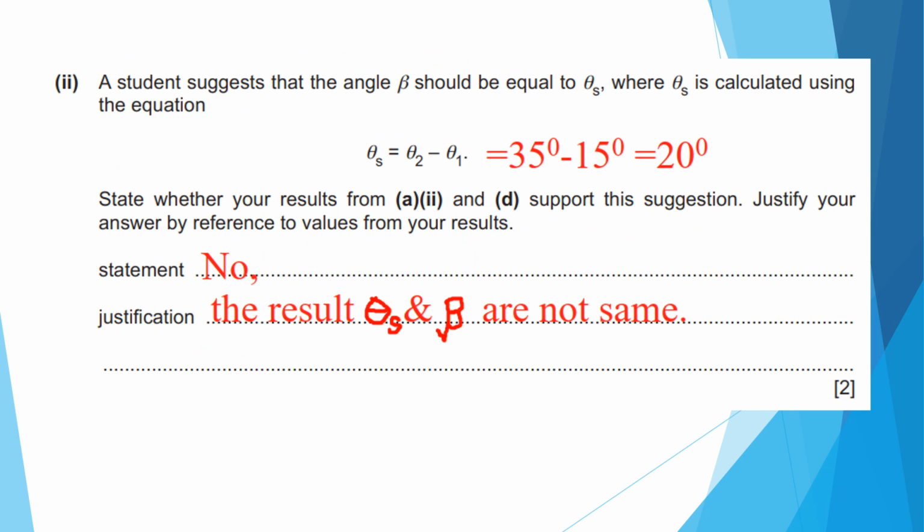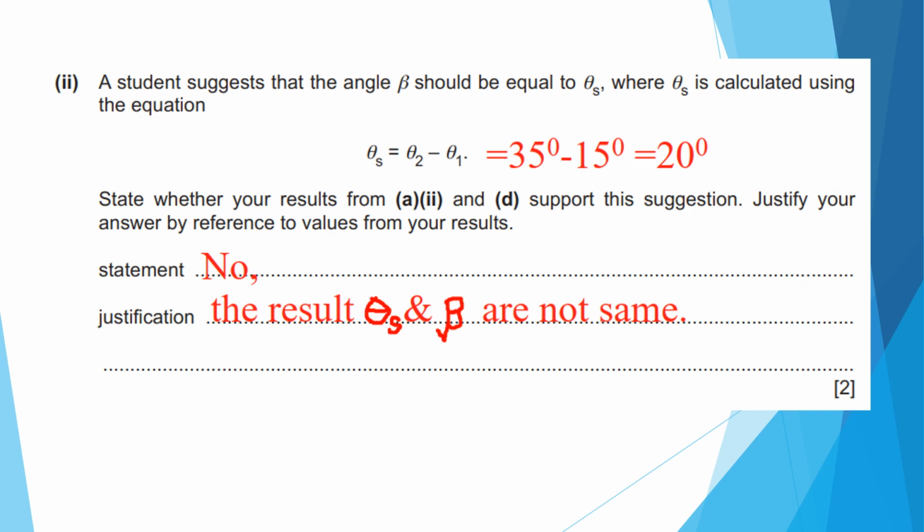So moving on to the next question, a student suggests that the angle beta should be equal to theta s, where theta s is calculated using the equation clearly shown here. So you know theta 2 is 35 degrees and theta 1, we have mentioned in a previous question, is 15 degrees. So if you subtract, you are getting 20 degrees. So this 20 degrees is equal to theta s, and beta is 18 degrees. Beta value from the previous question is only 18 degrees, but theta s is 20 degrees. So the student suggestion is wrong.